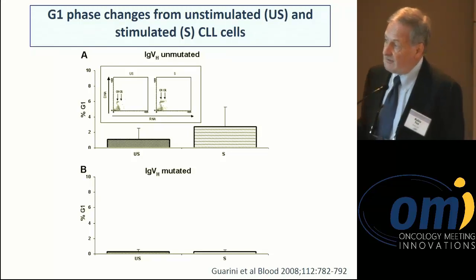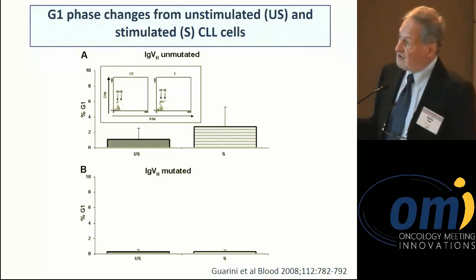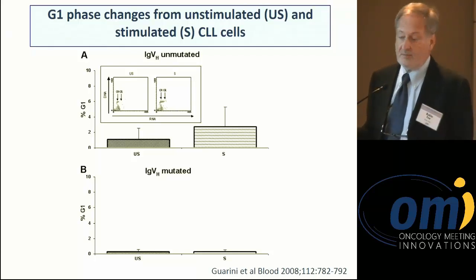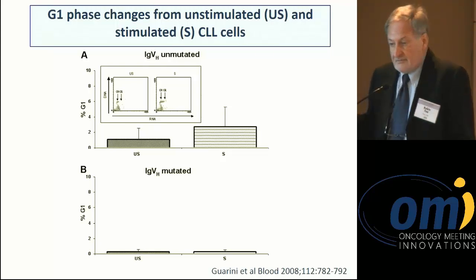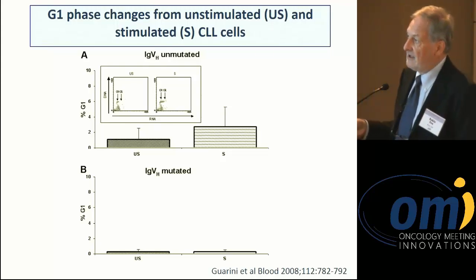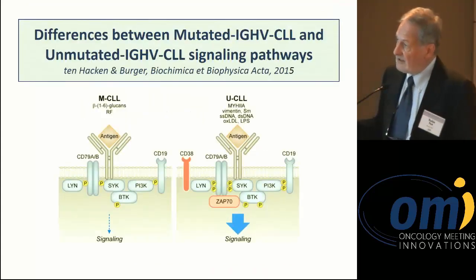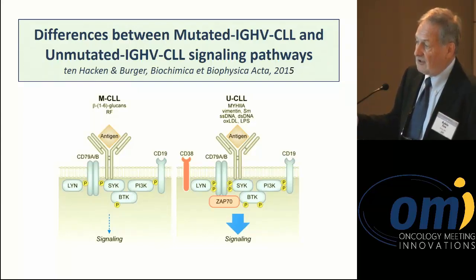And if you stimulate these cells through the B cell receptor with IgM stimulation, you can see the response is evident in the unmutated, while it's not in the mutated patient. So they respond much less to antigen. And that is one of the reasons for actually doing better clinically. And it has been shown in different ways. And the bottom line is here, mutated, here, antigen stimulation. There's a big difference in signaling if you're unmutated compared to mutated.